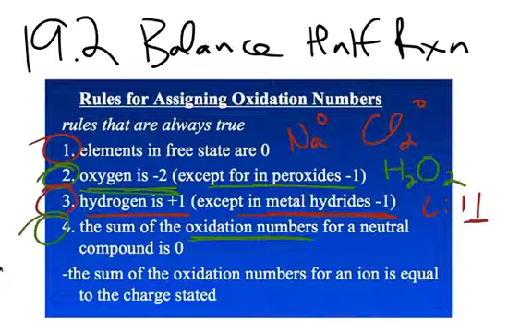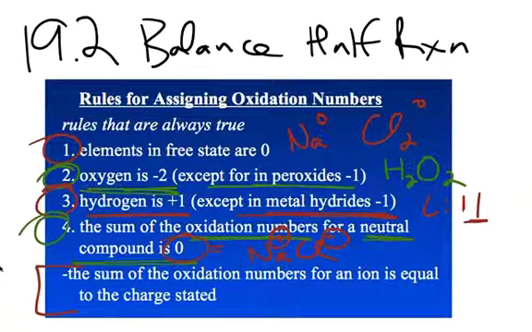The sum of those oxidation numbers has to be neutral for a neutral compound, so it has to add up to 0. So with sodium chloride, we have sodium and chlorine together. Well, chlorine's always a minus 1, it's a halogen. Sodium is a plus 1. Again, overall, it equals 0.